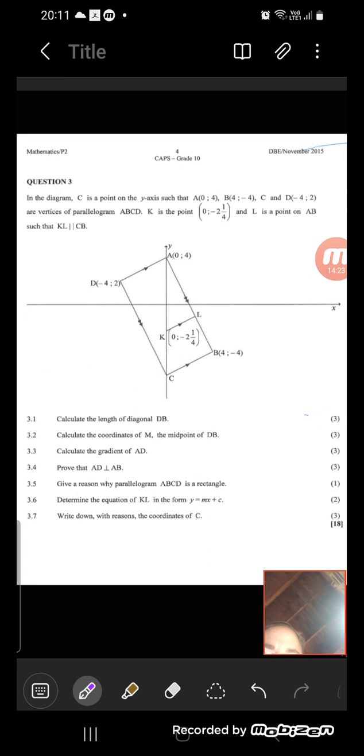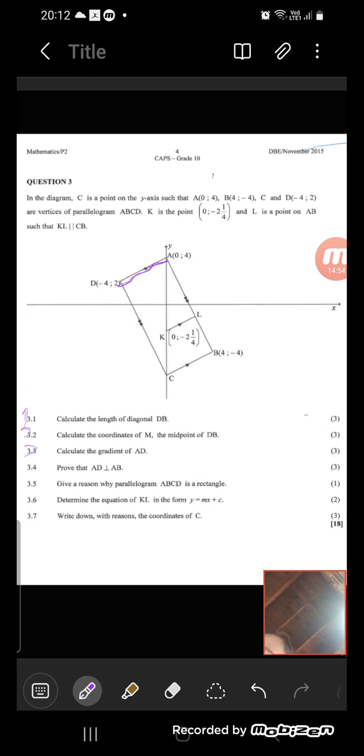Okay, cool. So you can calculate the coordinates of M. Calculate the gradient of AD. Fantastic. Literally, we're going through our formulas. Number 1 was the distance formula, and in 3.1 we used the distance formula. Number 2 was the midpoint, and in number 2 we used the midpoint. Number 3 is the gradient, and in number 3 we used the gradient.